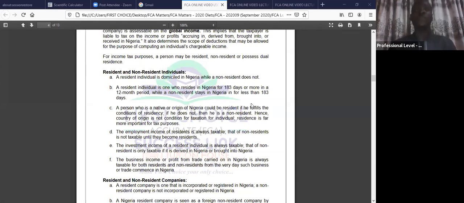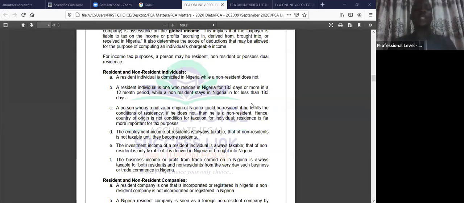It doesn't matter if he travels. Maybe he stays in Nigeria, let's say 2 months, travels for maybe 1 month and comes back again, stays 2 months, travels, comes back again, stays 1 month, travels, comes back, stays 2 months. As long as during the January to December period, he stays cumulatively 183 days, he is a resident.